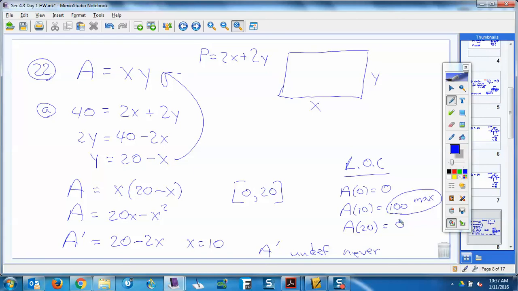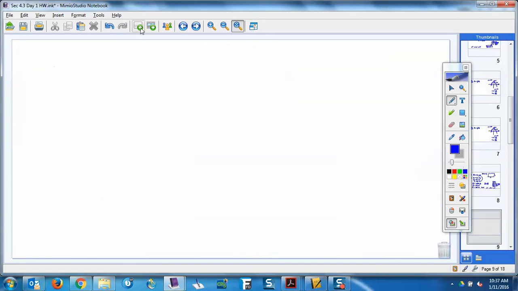And then part B is just the reverse of that, right? In other words, now you're trying to maximize the perimeter. So 2x plus 2y, and you're given what? The area is 100. So x times y has to be 100. So what would I do with that information?